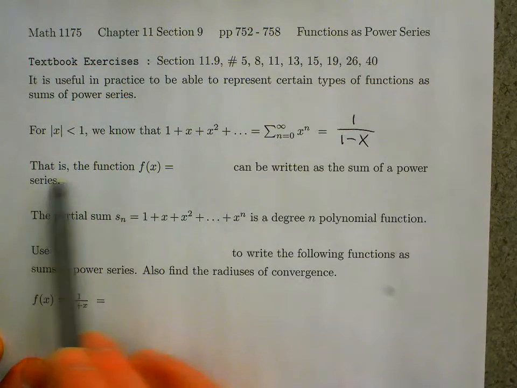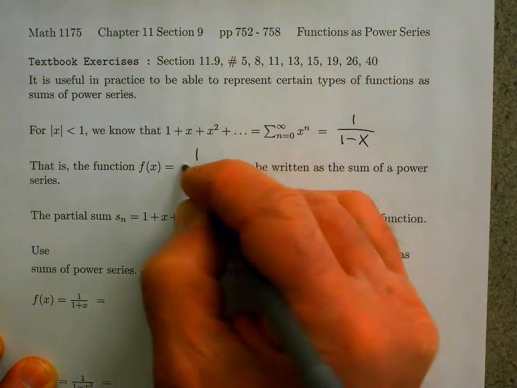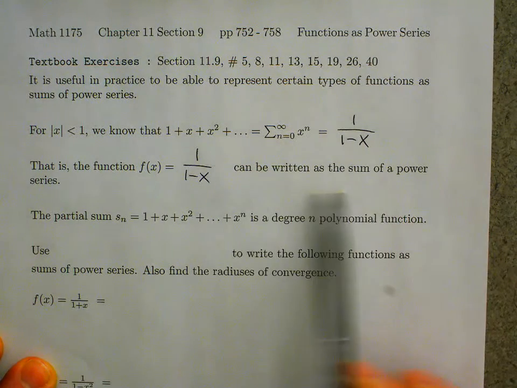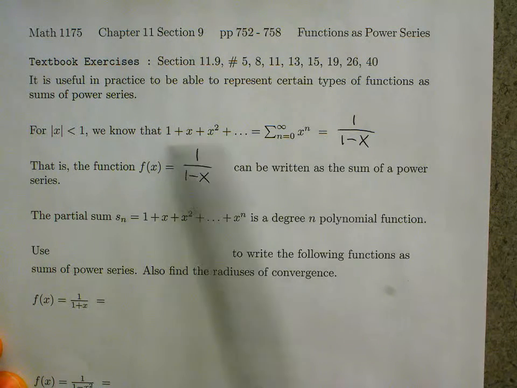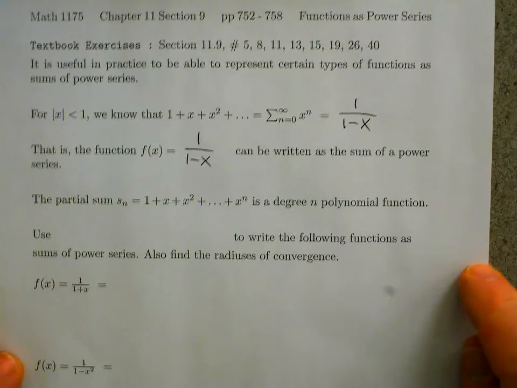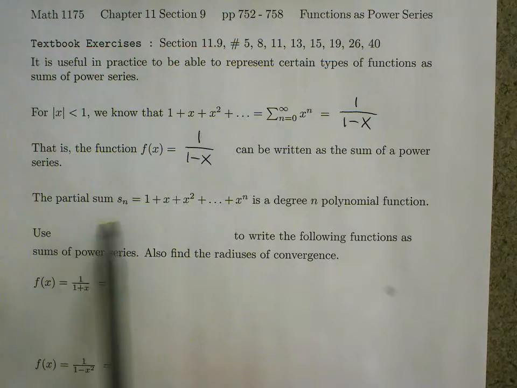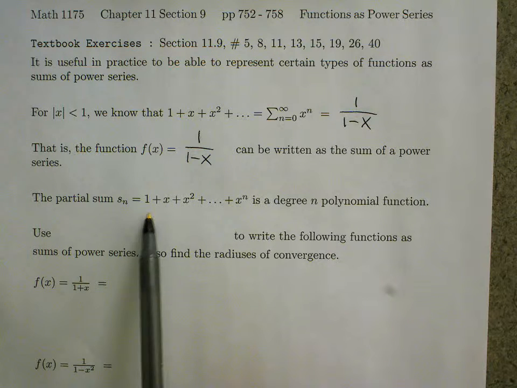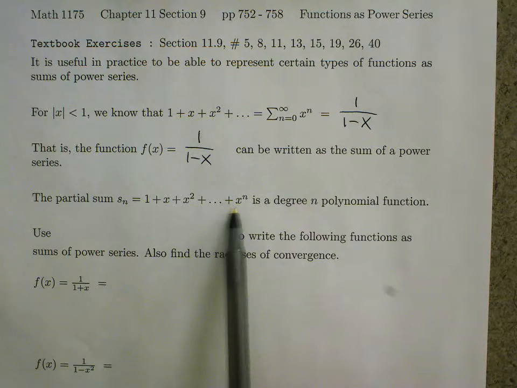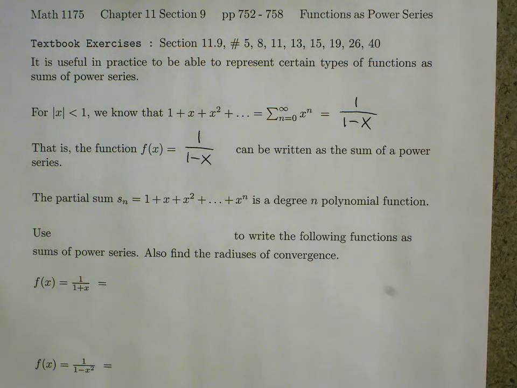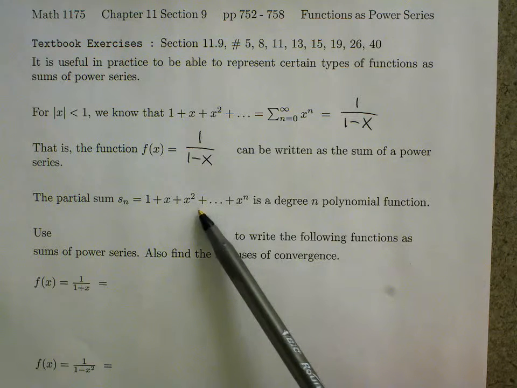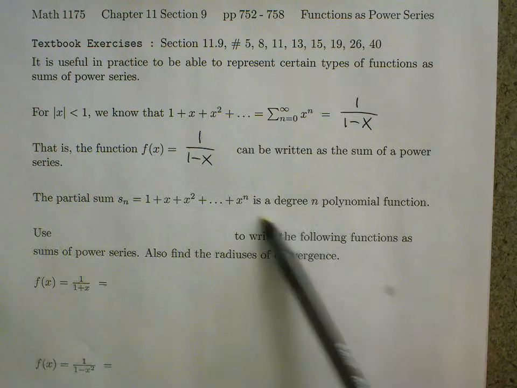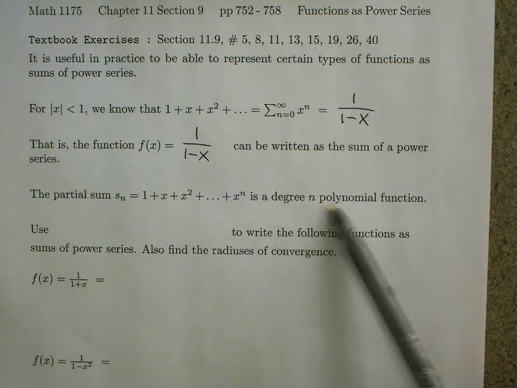So in other words, the function f of x equals 1 over 1 minus x can be written as the sum of a power series, which is that geometric series. And then just a note, the partial sum S sub n is 1 plus x plus x squared plus dot dot dot plus x to the n. The nth partial sum is just a degree n polynomial function.